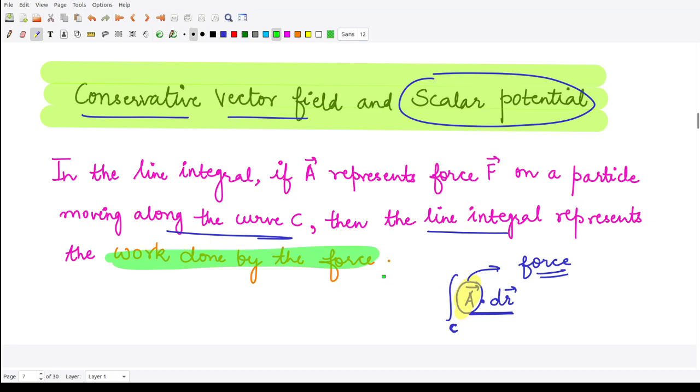So you see, this line integral has a physical meaning. Whenever we have a vector defining force, this integral becomes the work done by the force. So we can study the properties of work done by studying this integral alone. That is the power of mathematics.